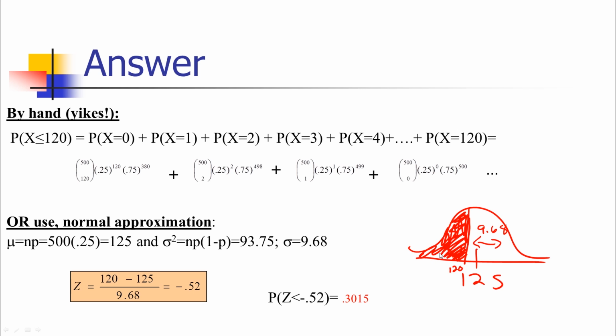So rather than having to calculate all those individual binomial probabilities, I can just look at it as a normal. And it turns out that normal approximation underlies a lot of the statistics that we're going to be talking about later in the course.